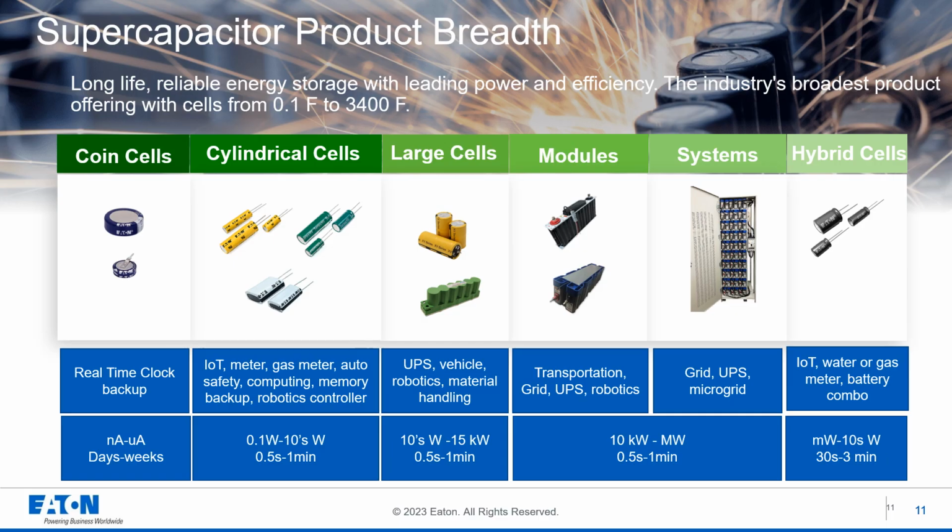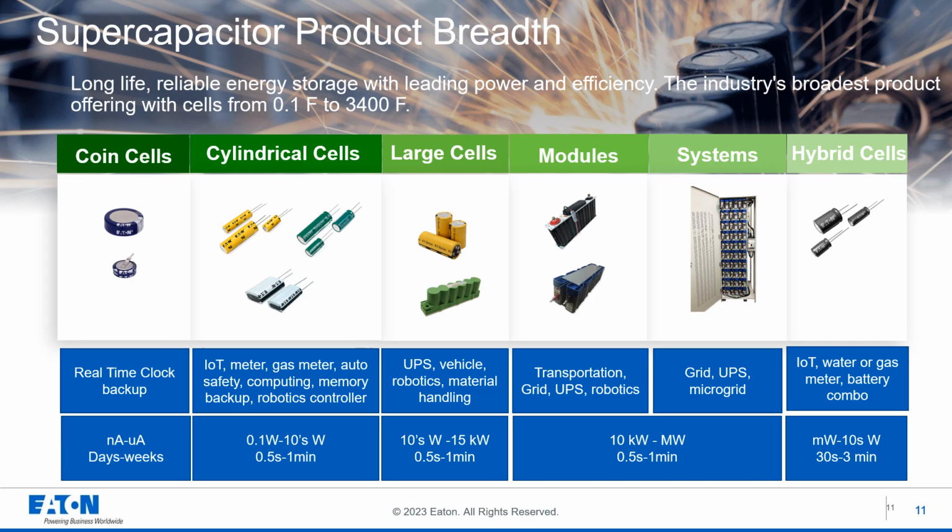Coin cells typically run nanoamps or microamps for days or weeks for the RTC backup. Cylindrical cells will go to higher power up to tens of watts and up to a minute. Large cells can either be board mounted in the 300 to 600 farad range, or at their larger end, when we get into the several thousand farads per cell, connected with bus bars. These typically run up to 1 minute, but there have been applications where they'll run up to 5 minutes on the grid.